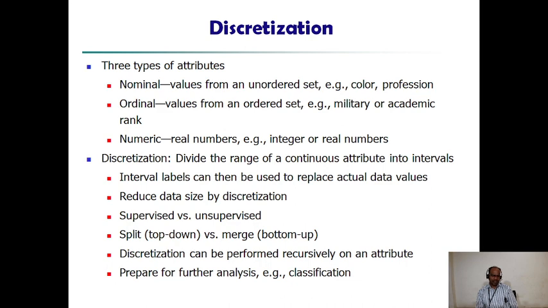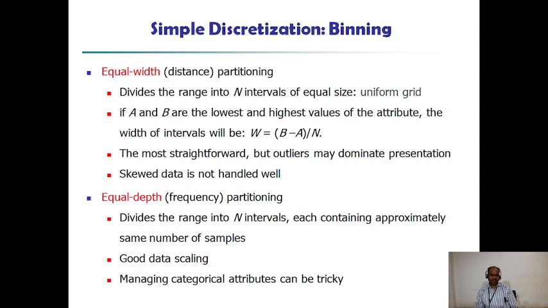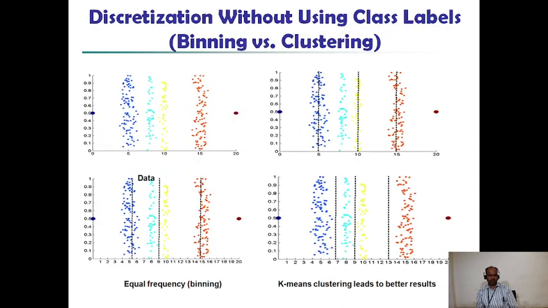The main thing in discretization is that we will divide the values based on some aspects. We have different data discretization methods. Some of them we discussed in the previous slides, like binning, histograms, clustering, decision tree analysis, and correlation analysis. In this slide, they explained how binning will be performed. We already saw what binning is and how we perform it.